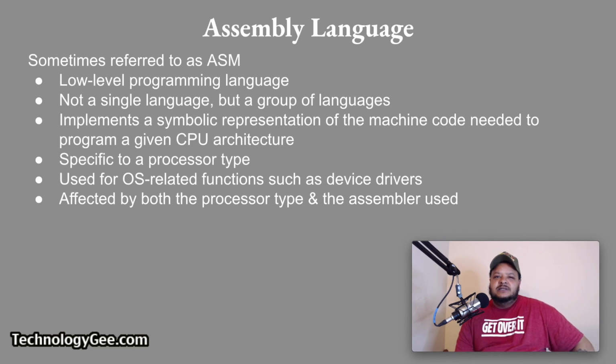Assembly language, sometimes referred to as assembly or ASM, is a low-level programming language. It is not just a single language, but rather a group of languages. An assembly language implements a symbolic representation of the machine code needed to program a given CPU architecture. Instead of being cross-platform, assembly language is specific to a processor type. Instead of being used to create large applications, assembly language is used for operating system-related functions such as device drivers. Assembly language is affected by both the processor type and the assembler used.